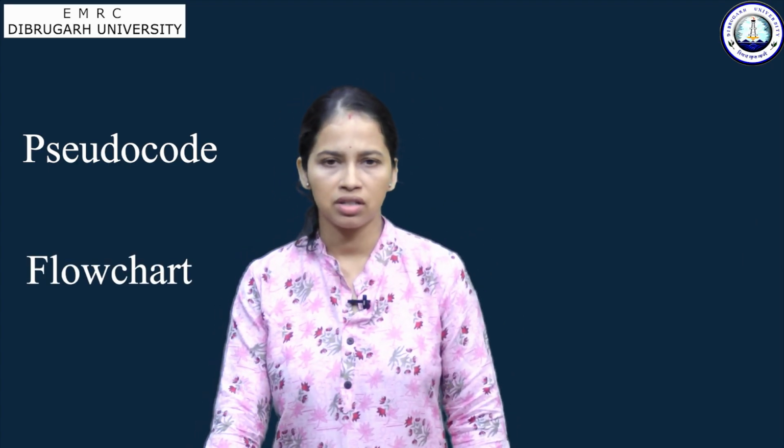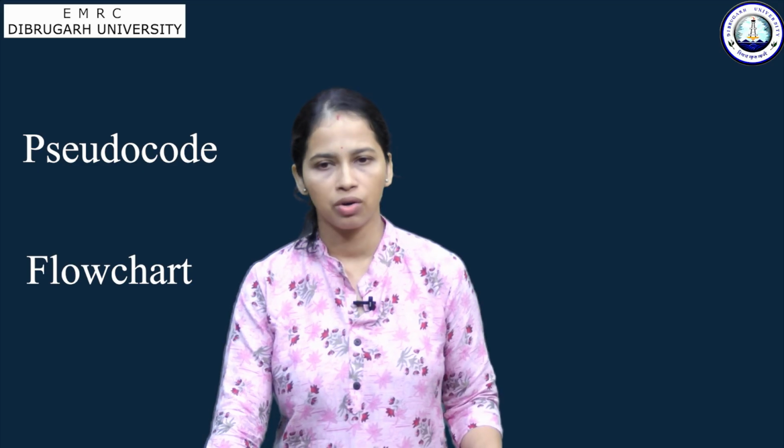Next, we will see the different ways to represent an algorithm. There are two standard ways: one is known as pseudocode and the other is known as a flowchart. Pseudocode is a textual representation of your algorithm, and a flowchart is the graphical representation of the algorithm, which will be discussed in a video tutorial by my colleague.